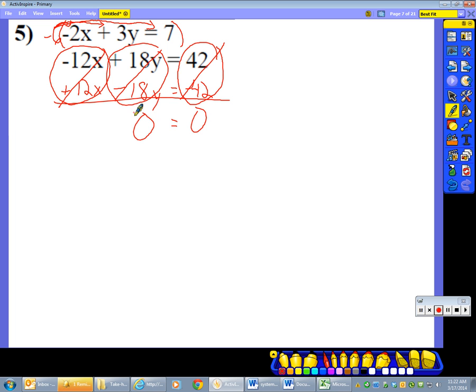Additionally, I have what is a true statement at the very end. Okay, 0 equals 0. Well, does 0 equal 0? It does. So because 0 does equal 0, I have a true statement, and I don't have any variables. That means that my answer is infinite solutions. Let me explain what that means.